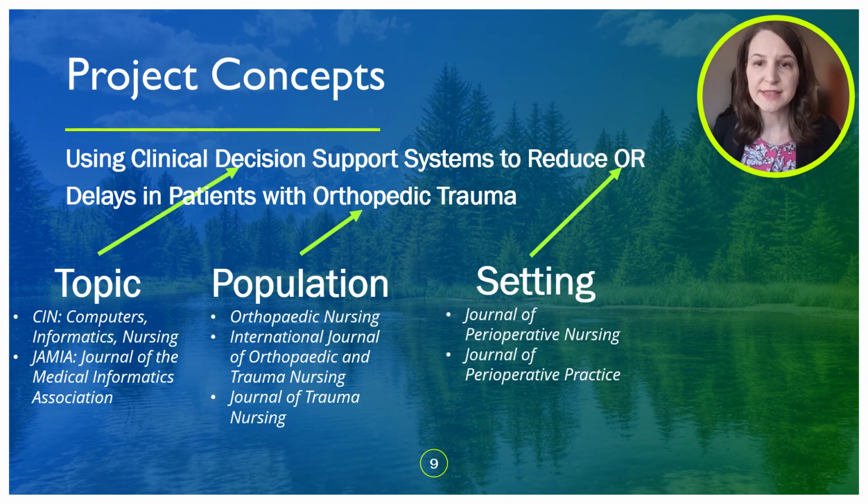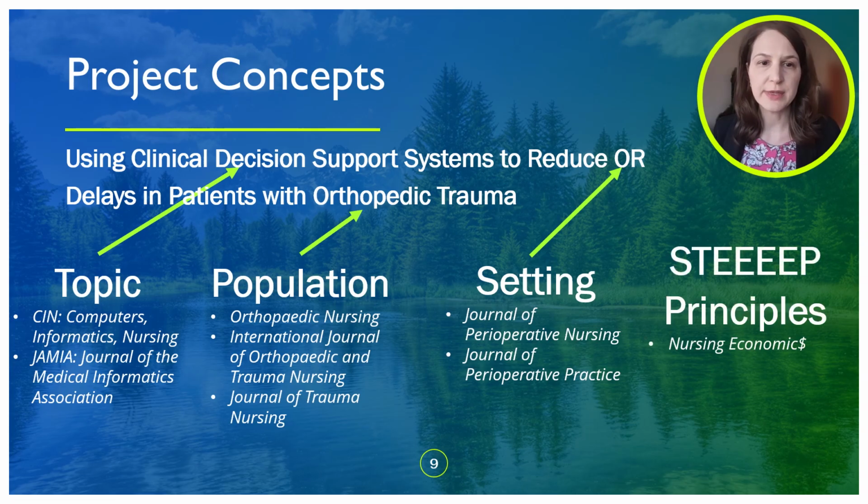Since the setting is the OR, we may consider the Journal of Perioperative Nursing or Journal of Perioperative Practice. Also, the manuscript is about reducing delays, so you may be measuring the economic impact of the project, in which case you may consider a journal like Nursing Economics.